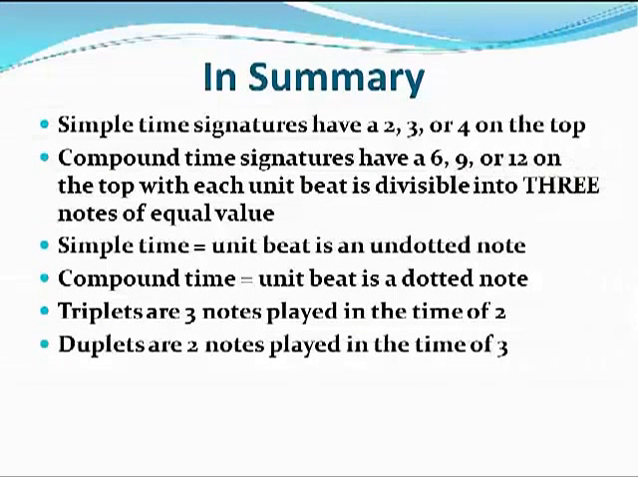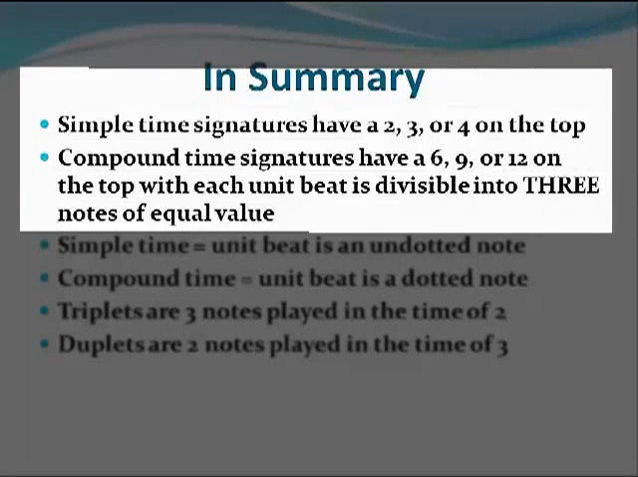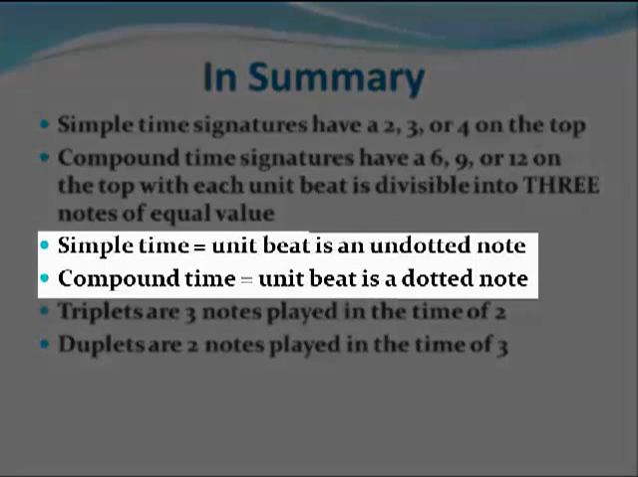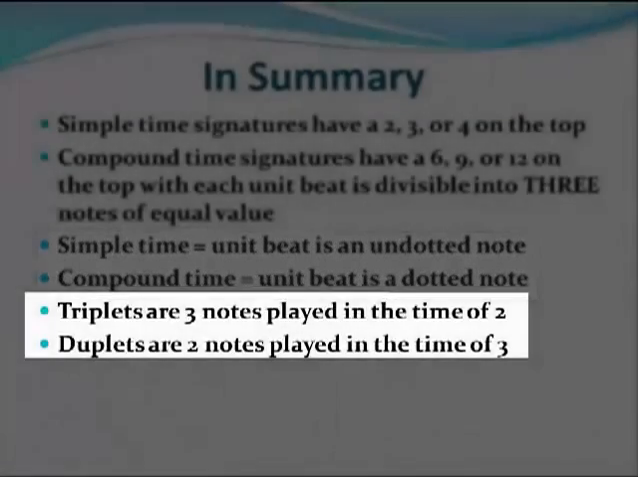Let's just go over what we've covered in this module. Simple time signatures have a 2, a 3, or a 4 on the top. Compound time signatures have a 6, a 9, or a 12 on the top, and each has a unit beat which is divisible into 3 notes of equal value. In simple time, the unit beat is an undotted note. In compound time, the unit beat is a dotted note. Triplets are 3 notes that are played in the time of 2 notes and are only found in simple time. Duplets are 2 notes that are played in the time of 3 and are only found in compound time.